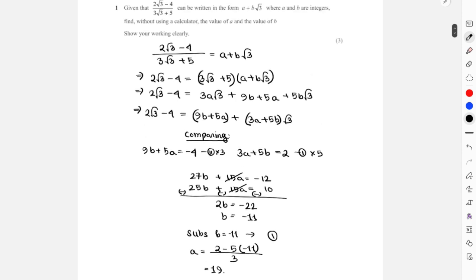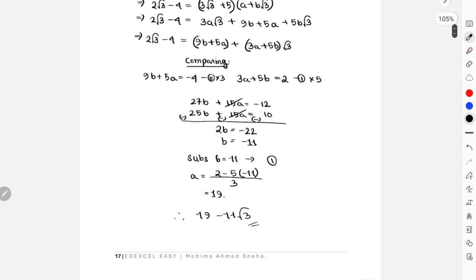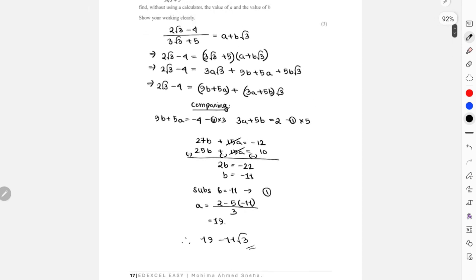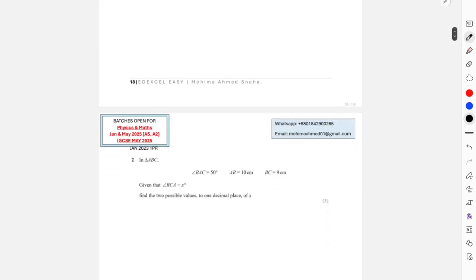Right, it was already shown that this equation can be written in the format of a plus b root 3. So we will finally write it down as 19 minus 11 root 3. Right, this is how the equation would then be. Okay, then this was it.